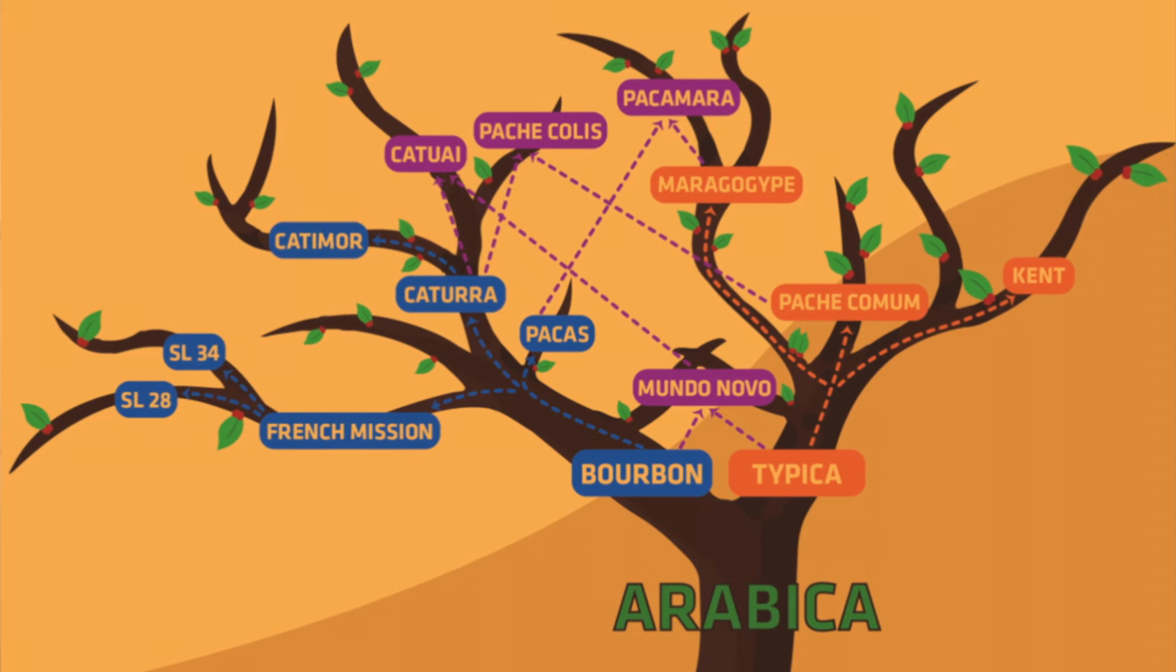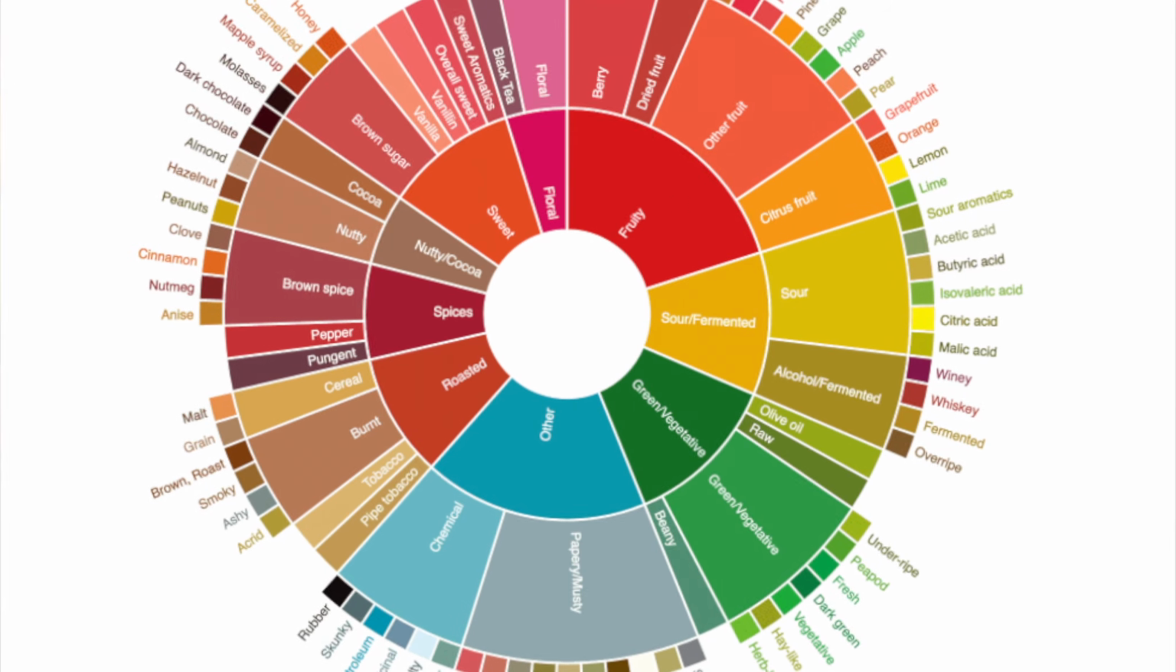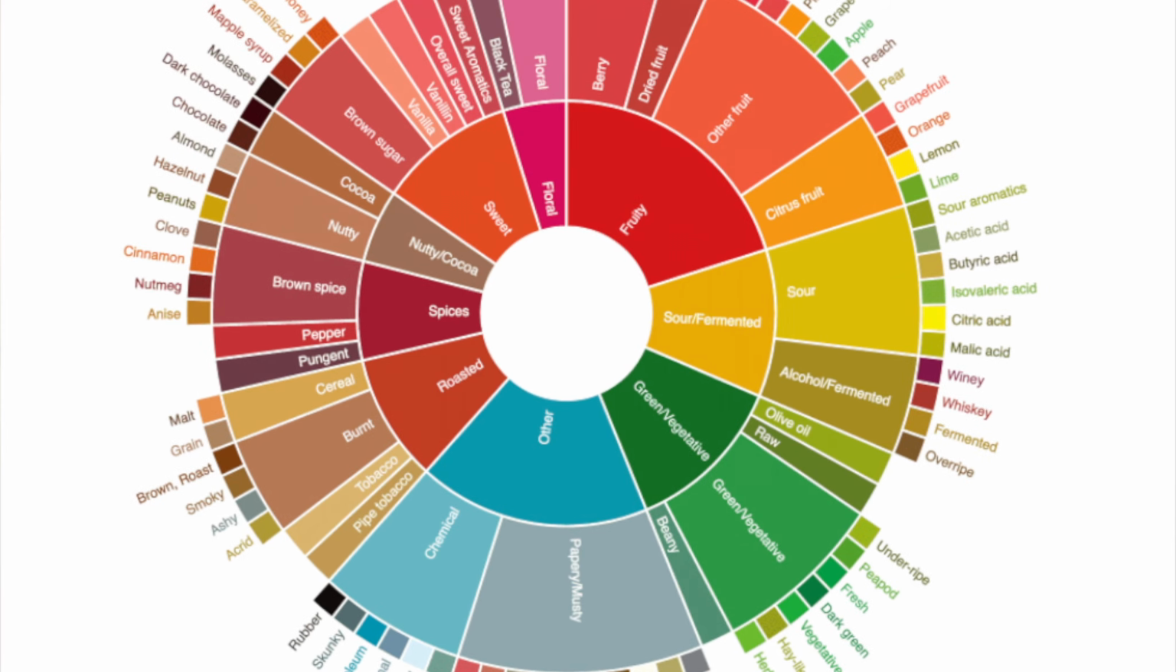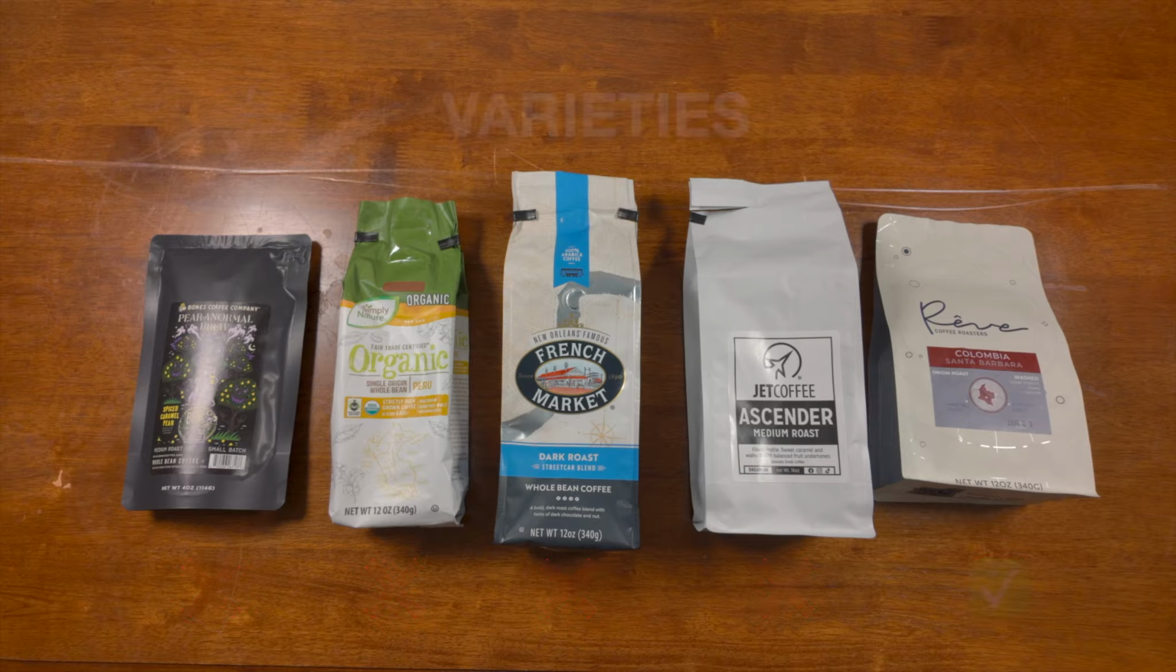Just like origin, coffee varieties are important to know, especially when there are several included. Coffee is said to have more aromas than wine, so you need this information to build and refine your palate.